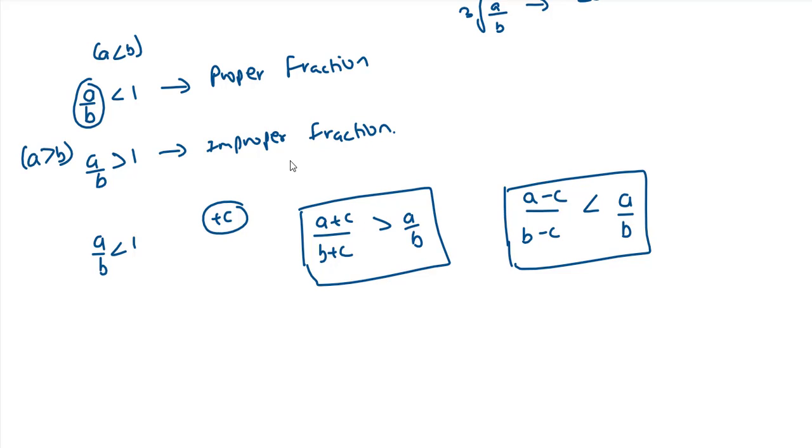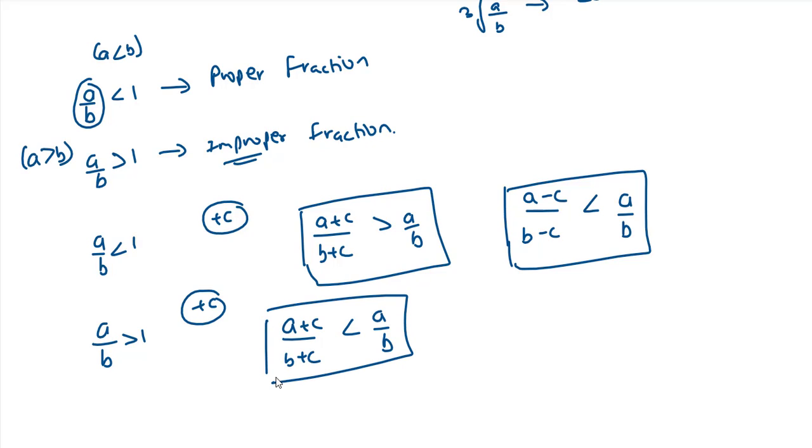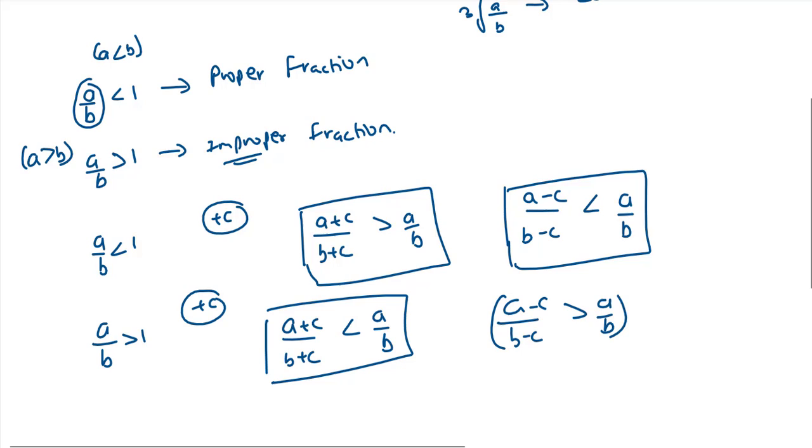Whereas in case of an improper fraction, the reverse will occur. So in case of an improper fraction, a by b is greater than 1. If I add c to both the numerator and denominator, I'll get a plus c upon b plus c, and this value will be less than a by b. It is just the opposite of the proper fraction. And if I subtract c from both the numerator and denominator, then this value will become greater than a by b. Let us take a few examples and understand.